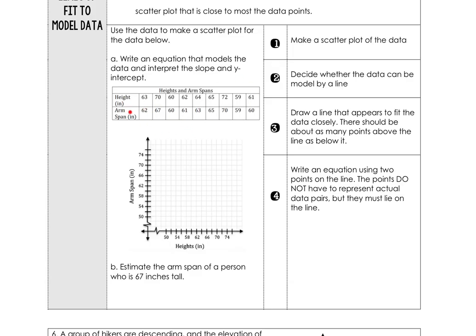You can see the two variables we're looking at are the height of a person and their arm span. So how tall they are is going to go along the x-axis, and their arm span is the y-axis. So we're going to plot these 1, 2, 3, 4, 5, 6, 7, 8, 9 points. And then we will do part A.